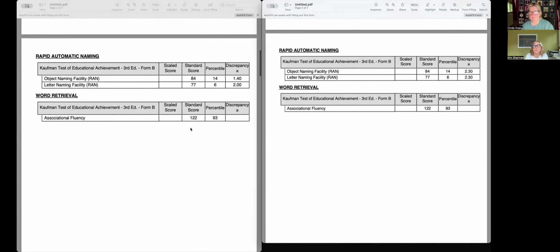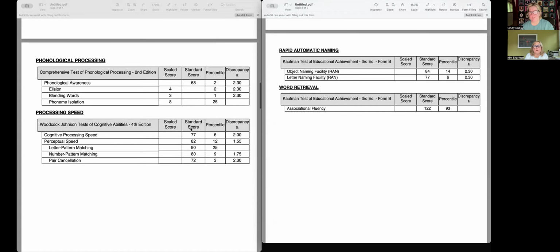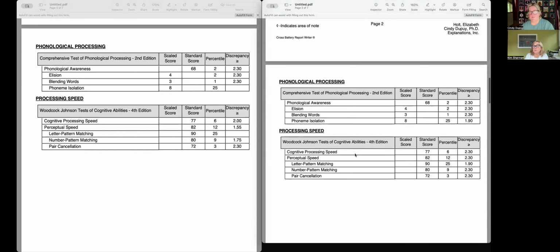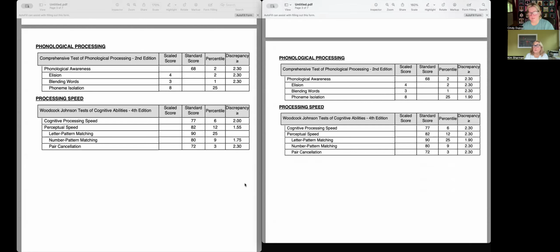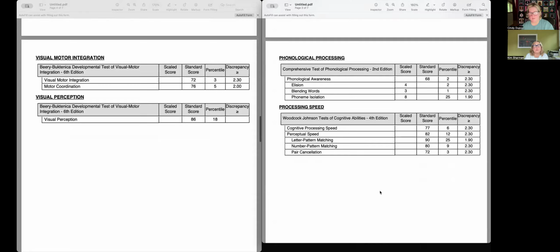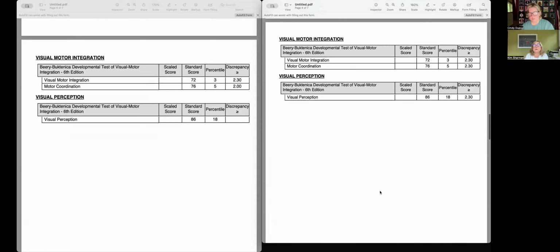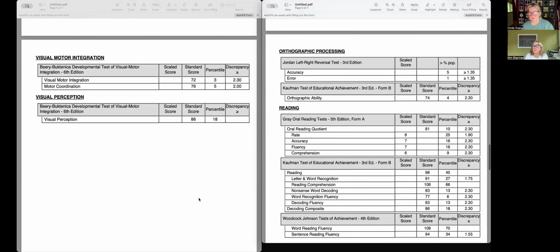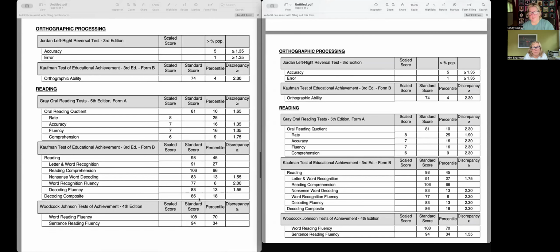Rapid automatic naming is still clearly an issue. Yeah, things are still popping. Phonological awareness is clearly an issue. Processing speed is clearly an issue. Visual motor integration is clearly an issue. I mean, this is dyslexia, dysgraphia, right? Right. Orthographic processing is clearly an issue, but you'll notice how it changes in the reading.